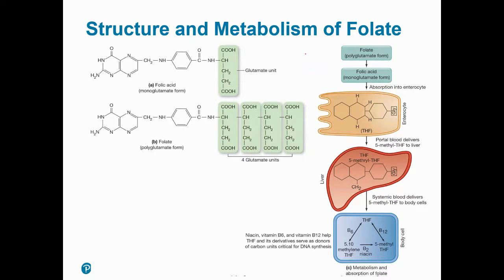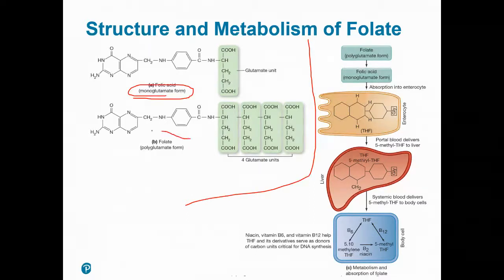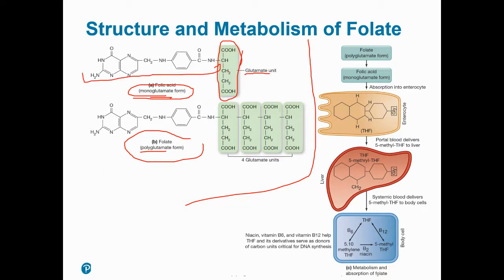So here we've got 2 things happening. We have 2 forms of folic acid: this monoglutamate form and this polyglutamate form. Again, glutamate is basically a side chain that might be attached to this folic acid backbone. Monoglutamate means 1 glutamate side chain, polyglutamate means many. In this case, it's 4 glutamate side chains. Folate in its polyglutamate form is what we typically find in our food.